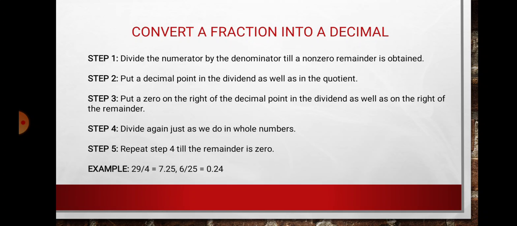In the dividend as well as on the right of the remainder. Divide again just as we do in whole numbers. Repeat step 4 till the remainder is 0. Till you get the remainder as 0, you keep on repeating the same step. So if you divide like that, the decimal form of 29 by 4 is 7.25. Same thing with 6 by 25, the decimal of this fraction is 0.24.